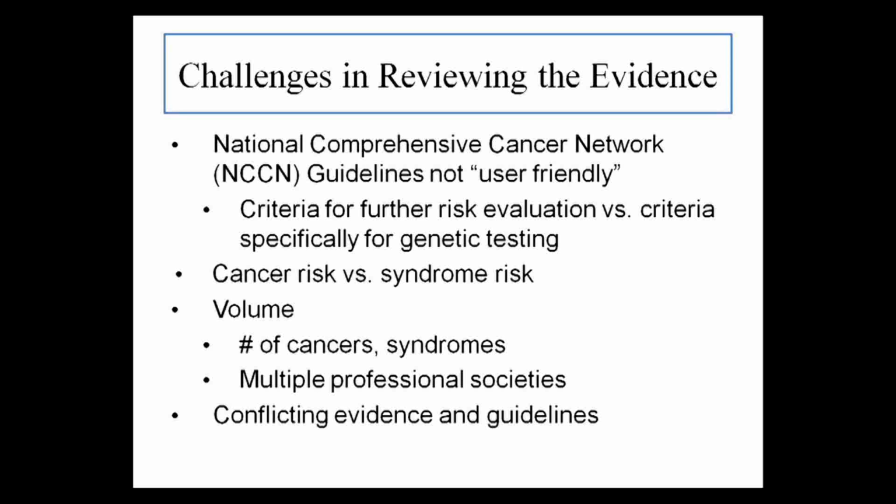And it's also hard to distinguish sometimes whether we are developing criteria so that someone would get additional risk evaluation or criteria for specific genetic testing. So we've been teasing those things out. The other tricky thing is, are we looking at someone's risk for a particular cancer, like breast cancer or colorectal cancer, or are we evaluating the evidence for the risk for a specific syndrome?